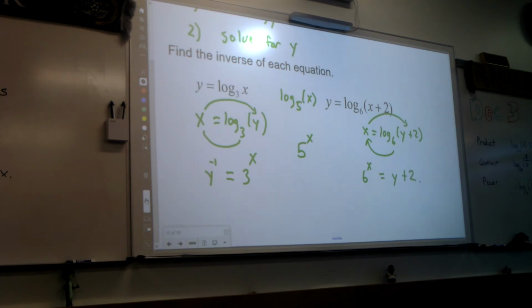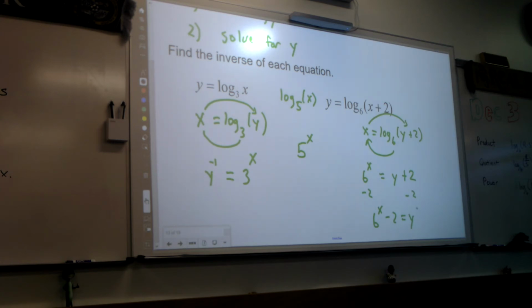And then if I want to solve for y, what would I do? Just subtract 2. So I get 6 to the x minus 2, that's equal to y. And that is going to be the inverse of your original equation, y equals log base 6 of x.